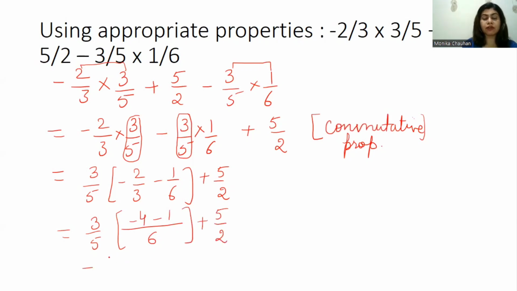Now, when you solve it further, you have 3 upon 5 into minus 4 and minus 1. Same sign, add, keep the negative sign. So here plus 5 by 2. Now here it's very important that you write the next property. What did you use? You use distributive property here.